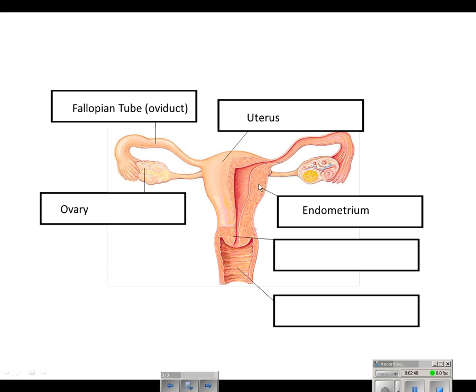Then if fertilization takes place and this fetus is developing, we call this the birth canal. And the opening to the uterus is called the cervix. And this is a thick muscular area, which keeps this area closed off while a fetus is developing. And then the opening to the outside of the body is the vagina.